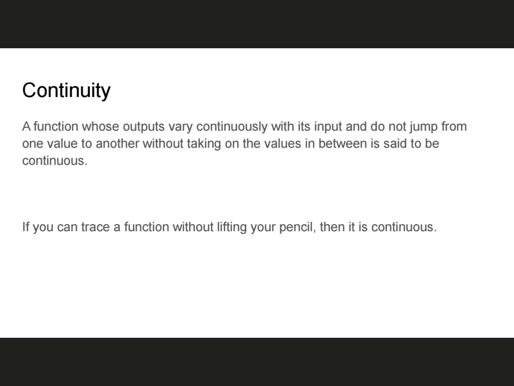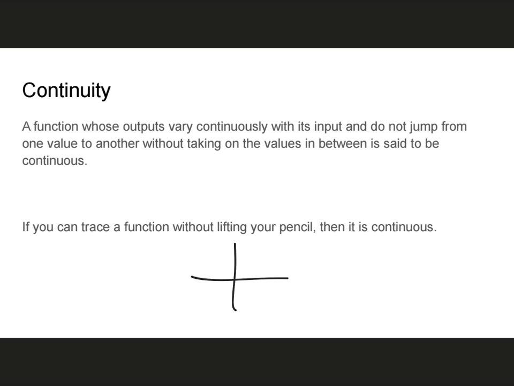So one definition of continuity is that a function whose outputs vary continuously with its input and do not jump from one value to another without taking on the values in between is said to be continuous. I don't like this definition at all. I prefer a very simple, practical definition. If you can trace a function without lifting your pencil, then that function is continuous. So the big idea here is we are just tracing functions.